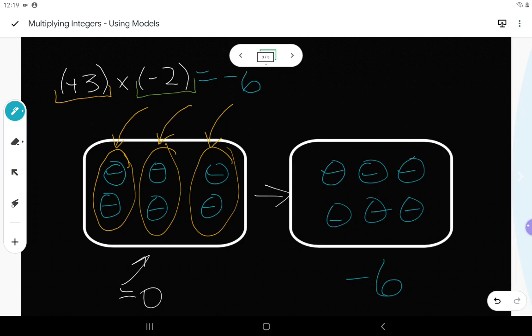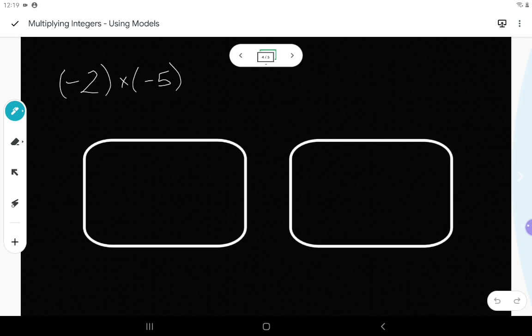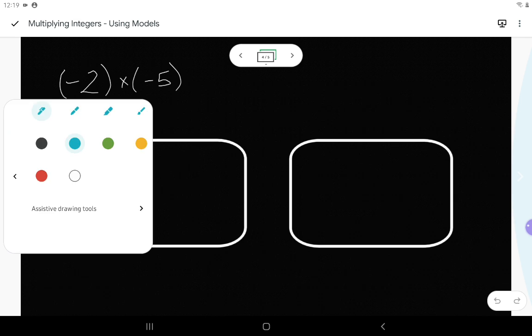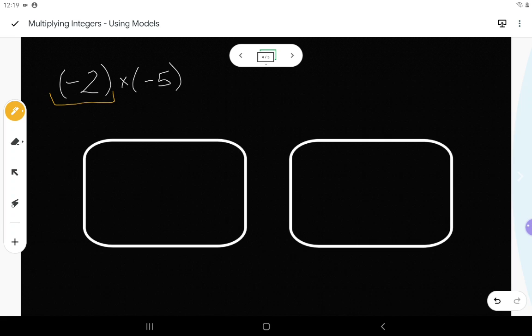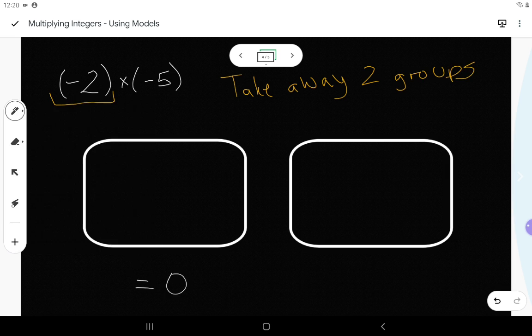When we're adding groups onto the desktop, that's pretty easy. That kind of makes sense. What do I do here? This is where it gets confusing. It says -2 times -5, and that -2 means I'm going to take away 2 groups. Well, right now I have nothing on my desktop, right?